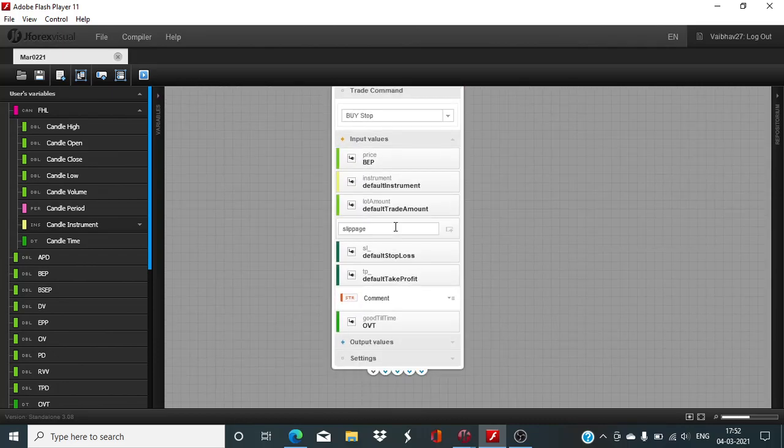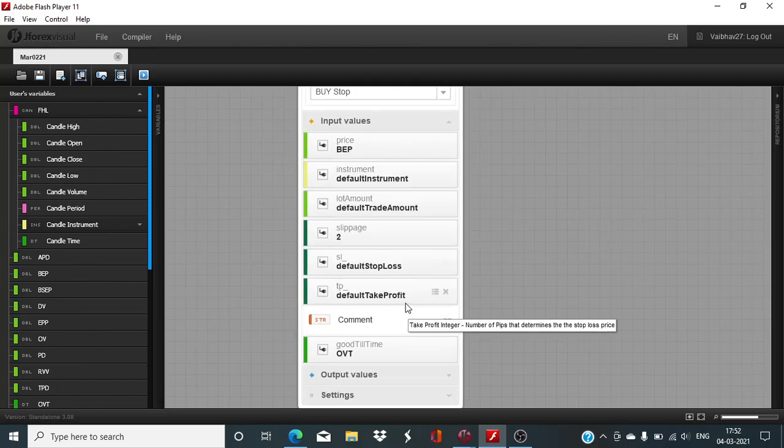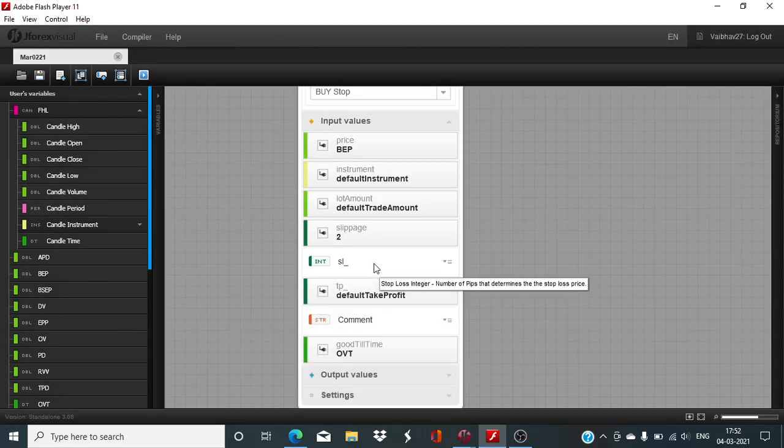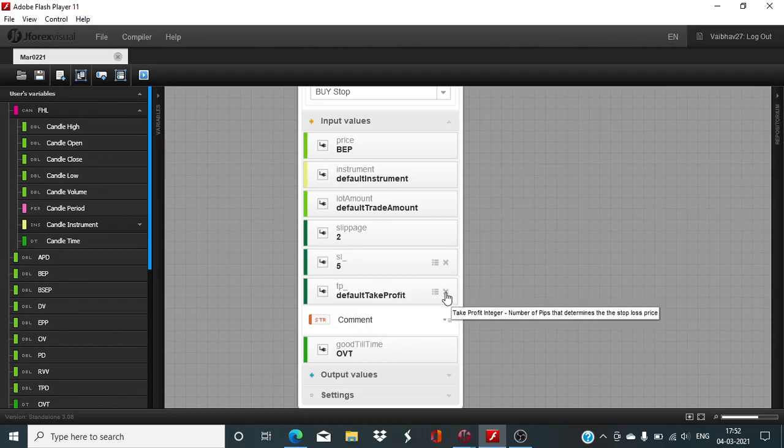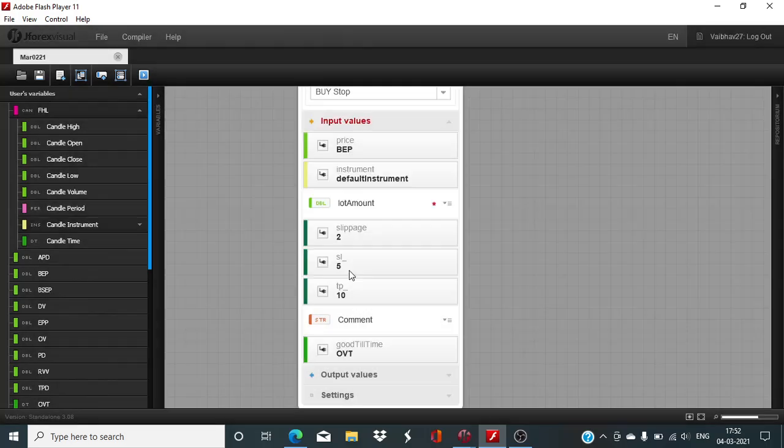I forgot the slippage, which should be good enough. And also I need to define the stop loss and take profit. I think working with the 20 pips stop loss is not really a good idea when we have defined the algorithm for the 15-minute time frame mostly. Down to 5 pips and 10 pips combination to get us the risk reward ratio of 1:2. Lot amount is going to be 0.1 million.